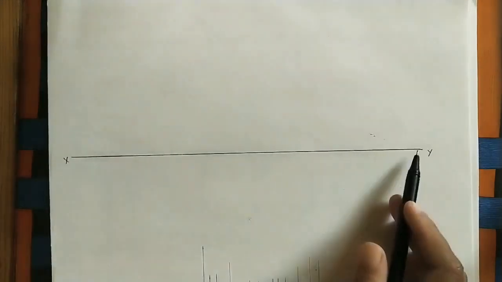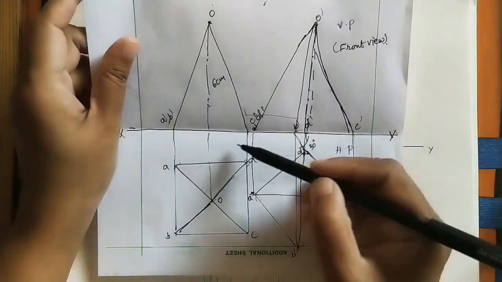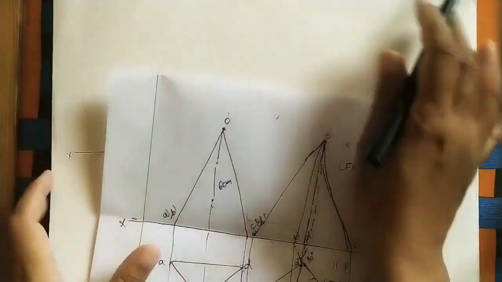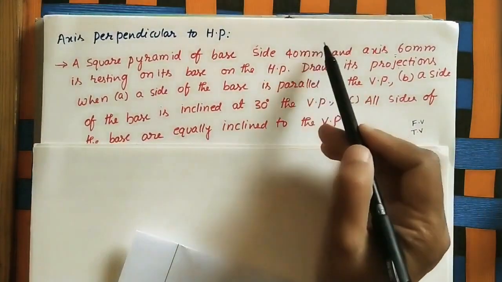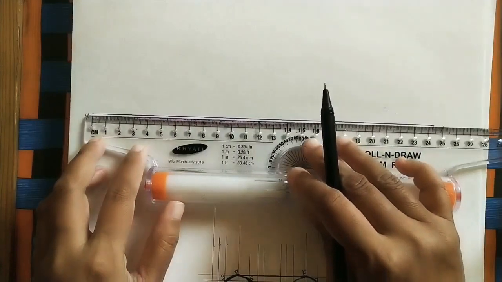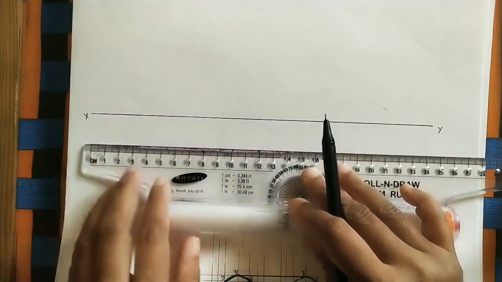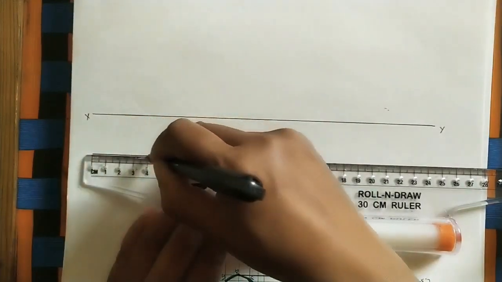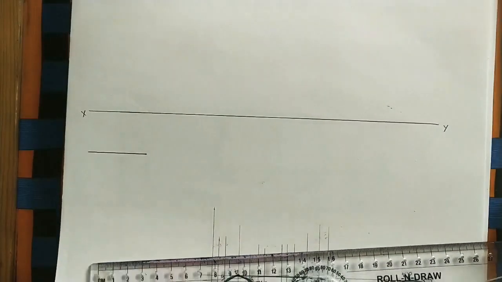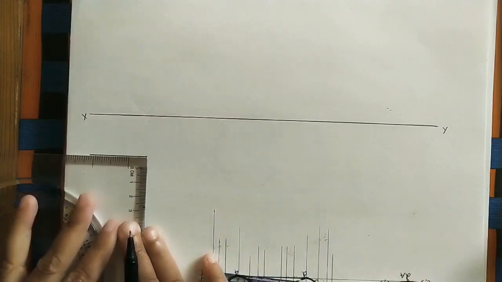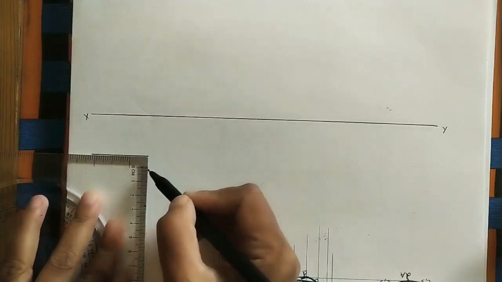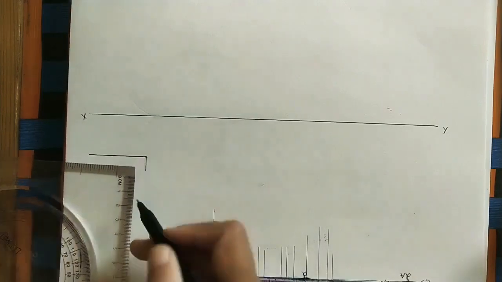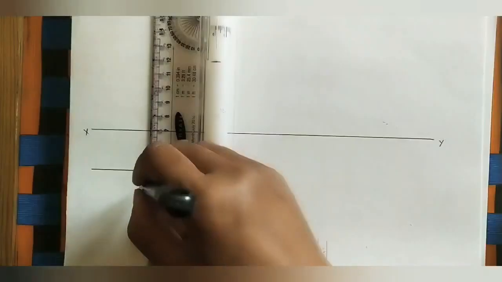Mark X and Y. As I told, this gap has not been given, so take any gap and build a square, each side 4 centimeters, as we have taken. Take this as the reference. This gap we can take any length, draw 4 centimeters. Then take a 90 degree line. I'm using a set square for taking 90 here, because this angle is 90. Just draw one line in this direction, and on this line take 4 centimeters.